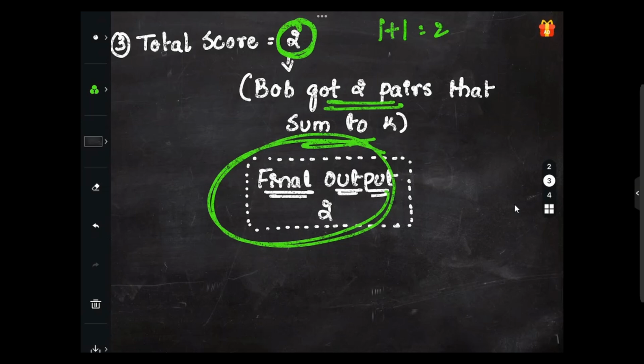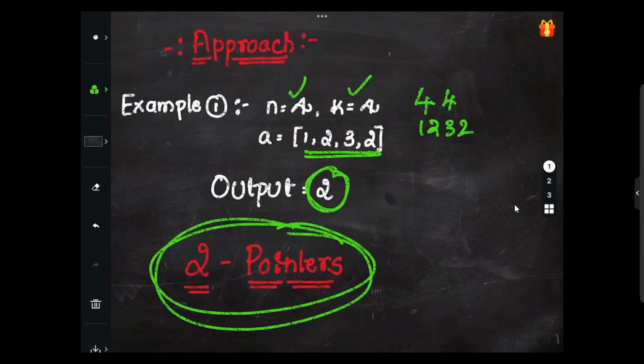Here in this case, Bob got two pairs that sum to k. Final output will be quite obviously 2 in this case, right? So the output that we got is equivalent to the output given for example 1, I mean input 1 in the example, basically in the question.